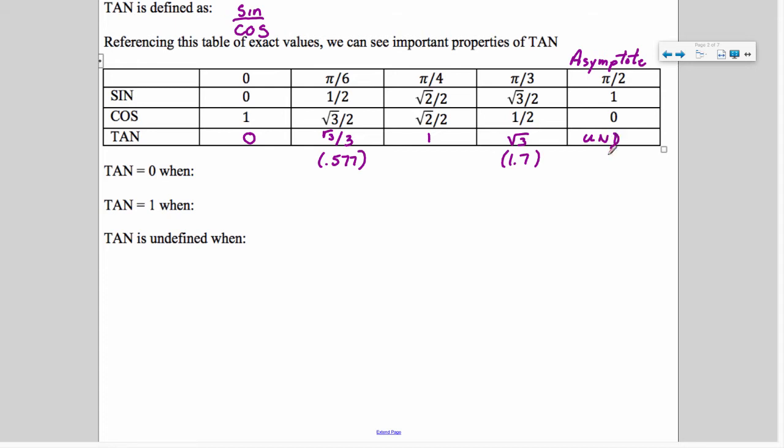Okay, so when is tangent 0? These are some important things to know. When would your tangent be 0? Well, anywhere sine is 0, that's when your tangent would be 0. And where's that going to happen? Well, the sine is 0 at 0 degrees and every 180 degrees after that.